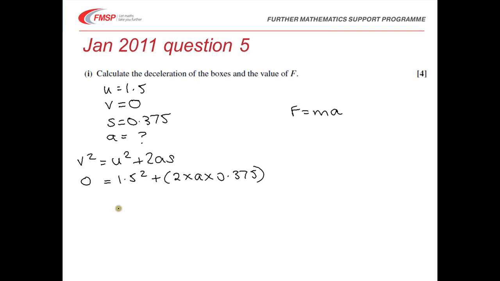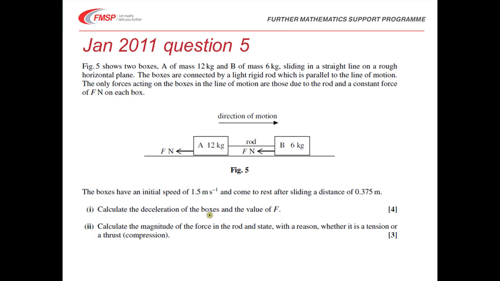Solving that equation gives us a equals minus 1.5 squared divided by 2 times 0.375, just rearranging, and that gives us minus 3 meters per second squared. In other words, it's decelerating, which is what we're told in the question. So let's have a look at the diagram again. We have to find the value of F.